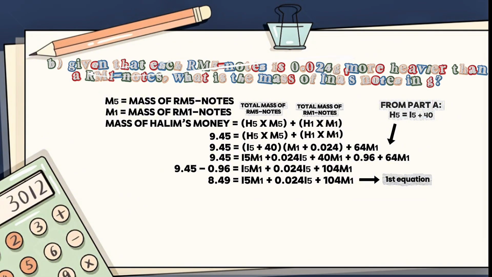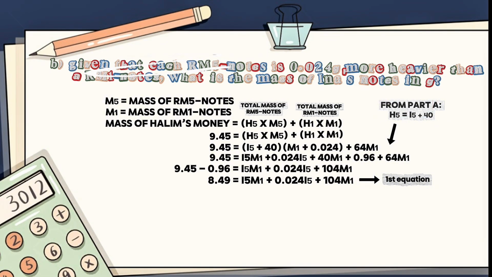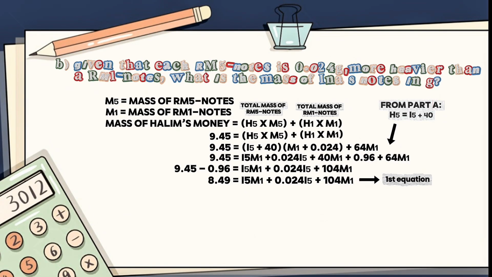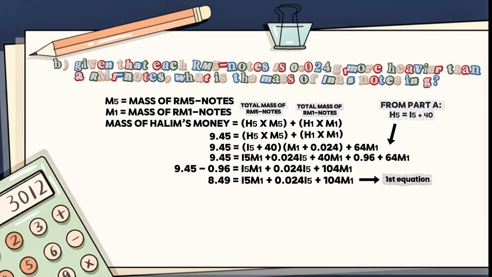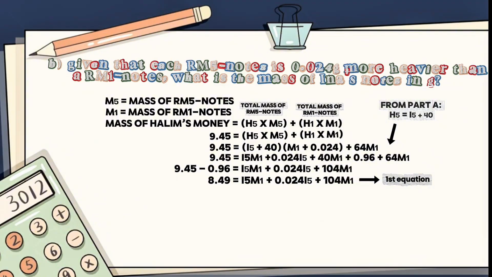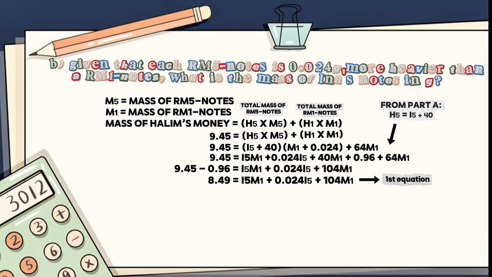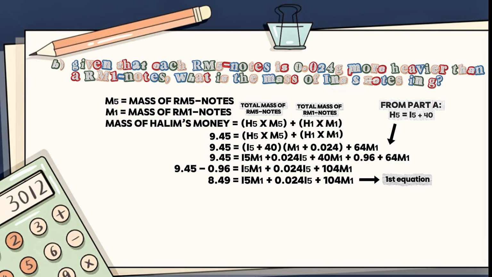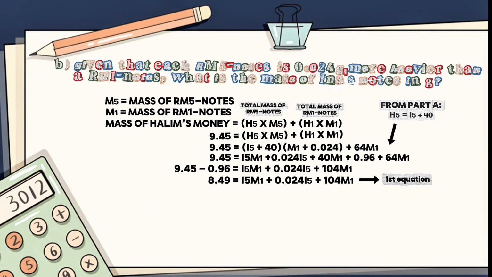We can balance it out by moving the 0.96 to the left hand side. Therefore, we get 9.45 minus 0.96 equals I5 multiplied by M1, plus 0.024 I5, plus 104 M1. And our result would be 8.49 gram equals I5 multiplied by M1 plus 0.024 I5 plus 104 M1. This would be our first equation to solve this part of the question.